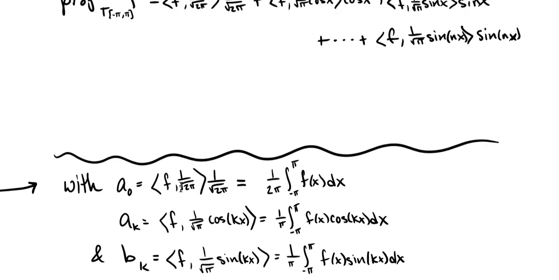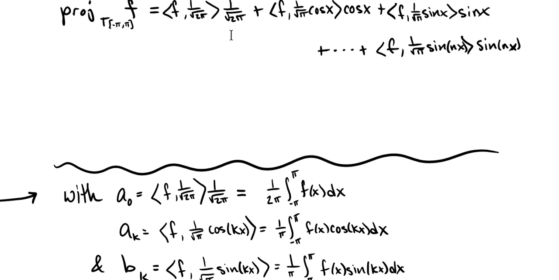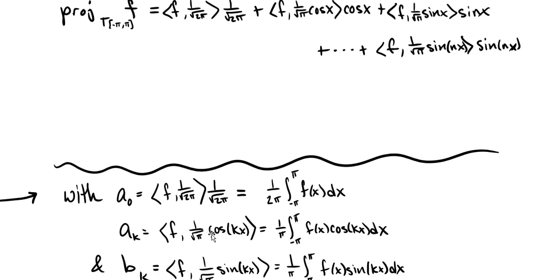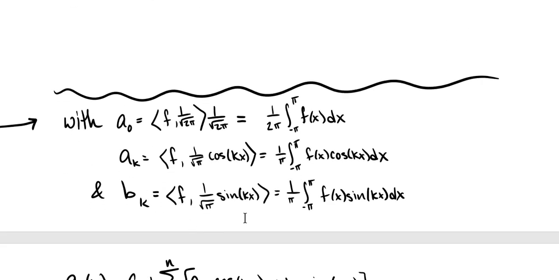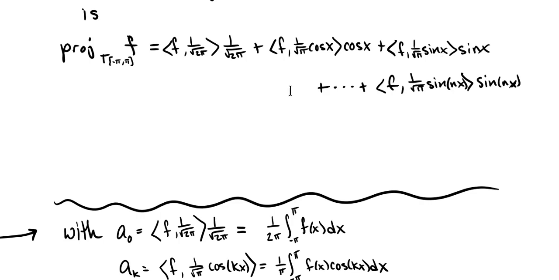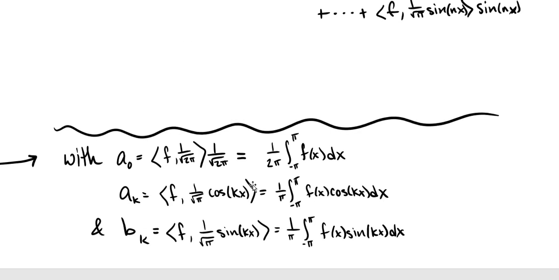So with a naught equal to this first stuff here, that's just a number, right? ak equal to the inner product of f with the kth of the cosine basis vectors, and bk is the inner product of f with the kth of the sine basis vectors, right? Which I've written those inner products just as the integrals that they really are over here. That's all we have, all these coefficients on the cosine, sine, cosine 2x, sine 2x, and so on. It's just these formulas for ak and bk.